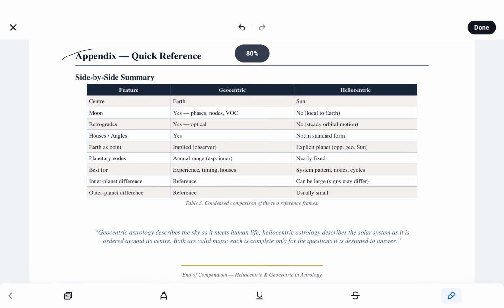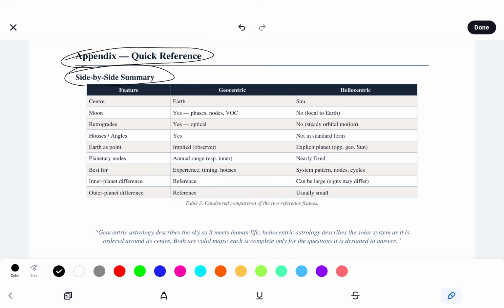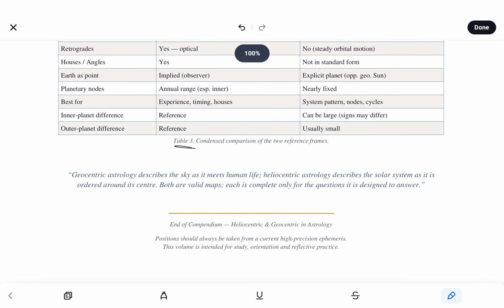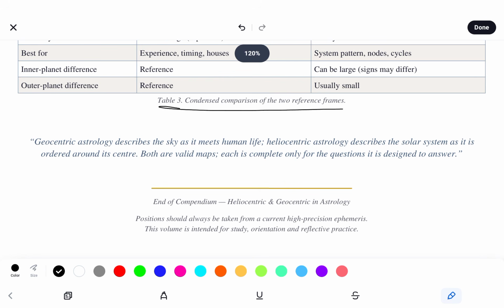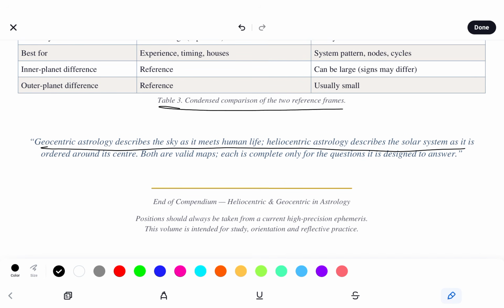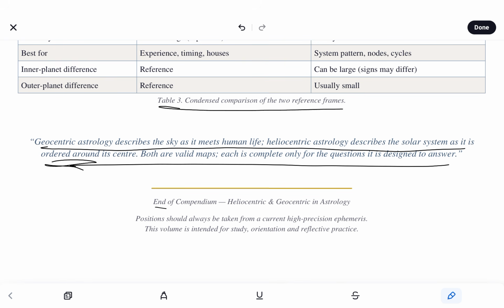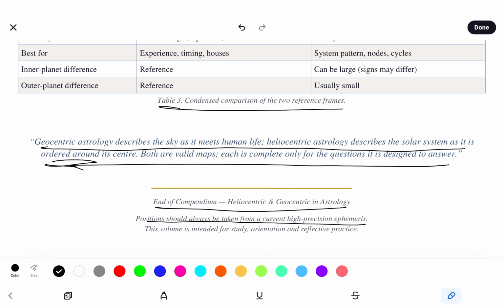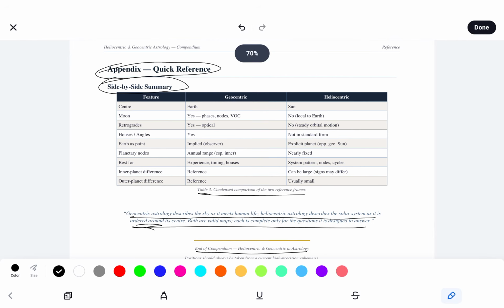Here we see a quick reference, side-by-side summary, a condensed comparison of the two reference frames. Really quick, I'll just say this on the bottom. Geocentric astrology describes the sky as it meets human life, okay? Heliocentric astrology describes the solar system as it is ordered around its center. Both are valid maps. Each is complete only for the questions it is designed to answer. And positions should always be taken from a current high precision ephemeris. This volume is intended for study, orientation, and reflective practice.